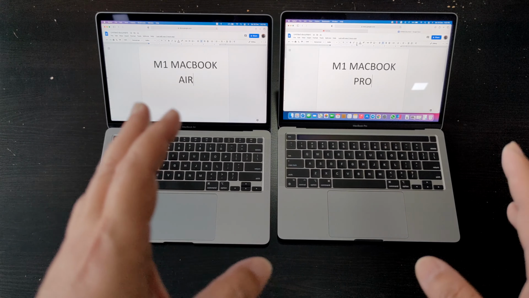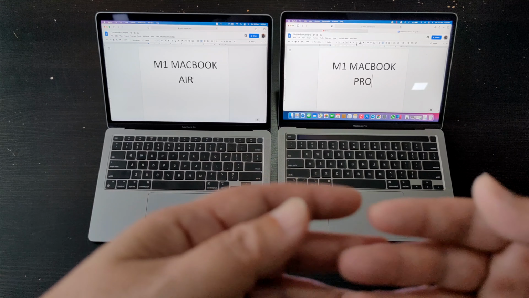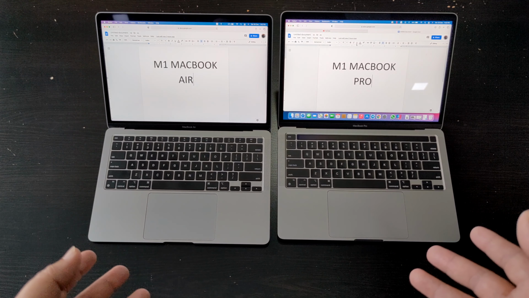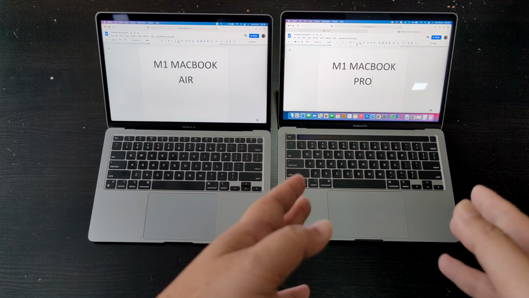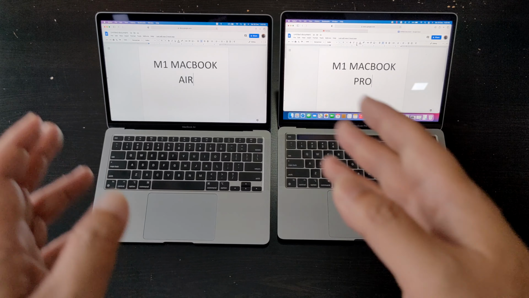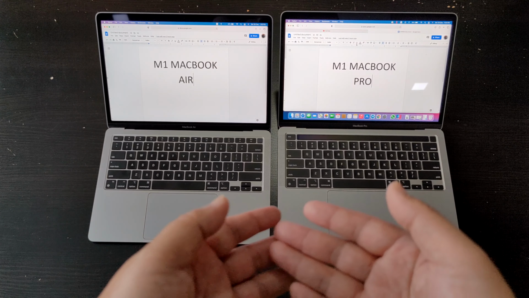I think these are the major differences of these two Macs that I can find, which in my opinion is why the MacBook Pro is $300 more expensive than the MacBook Air, right? So these are the differences.